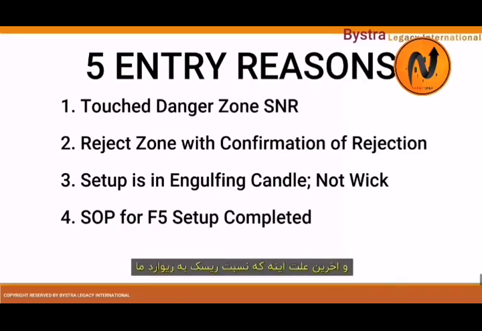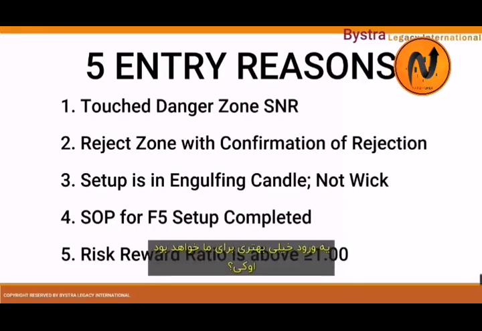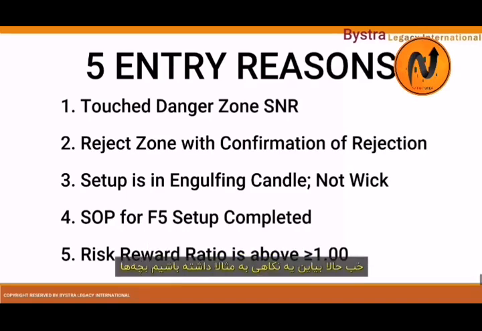And the last reason, our risk reward ratio must always be above 1.0. So it means that here, if you risk 20 pips, your reward has to be at least a minimum of 21 pips. If can, the higher the better, then it will be a much better entry for us. Okay, so let's have a look at the example guys.